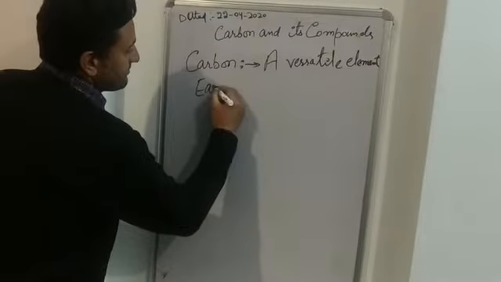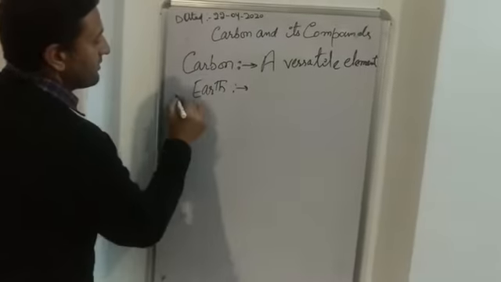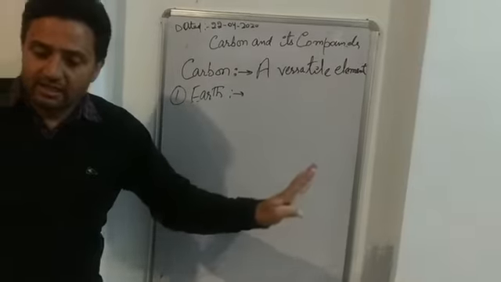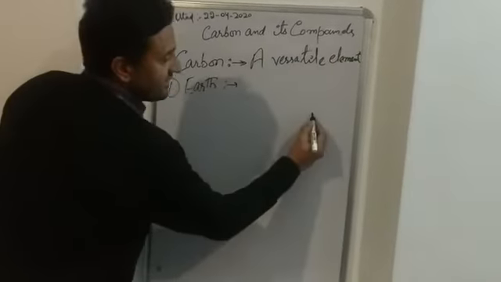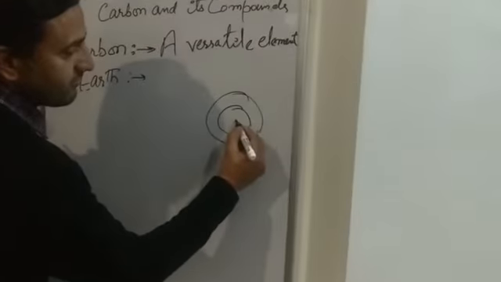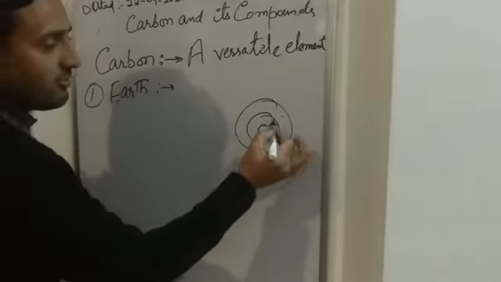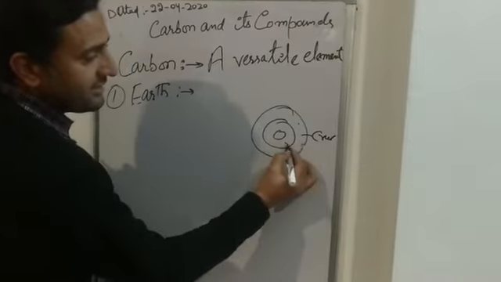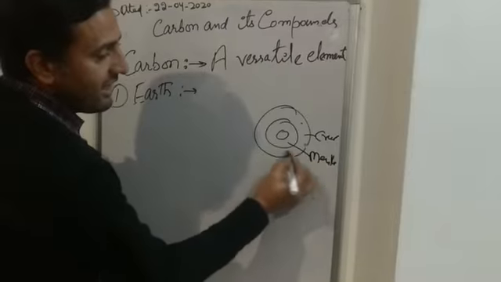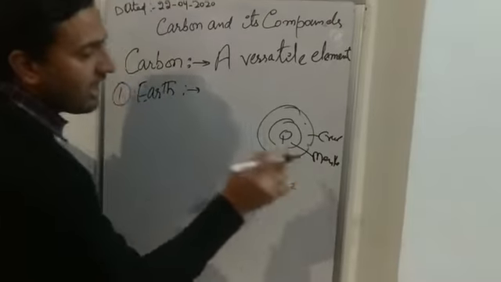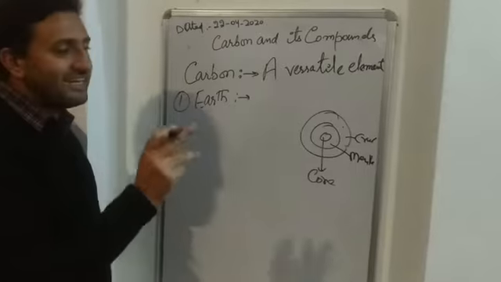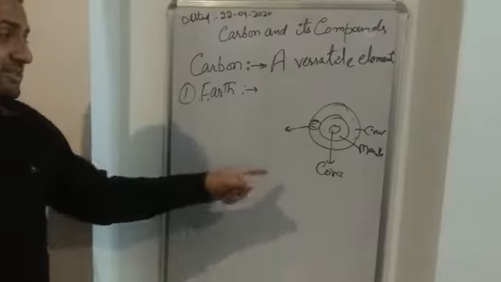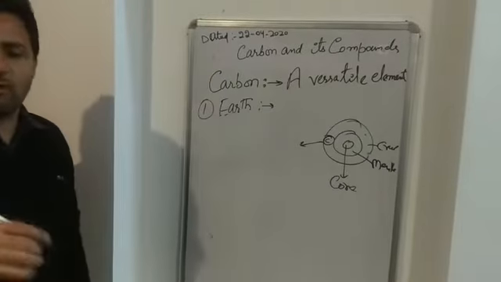Earth. Number one, carbon is found in the earth. Where? See, this is earth. These are the three parts of the earth. The outer layer is the crust, the middle is the mantle, and the inner layer is the core. Carbon is found in the outermost layer of the earth here. And how much carbon is present in the crust? It's a very meager amount, very less amount.